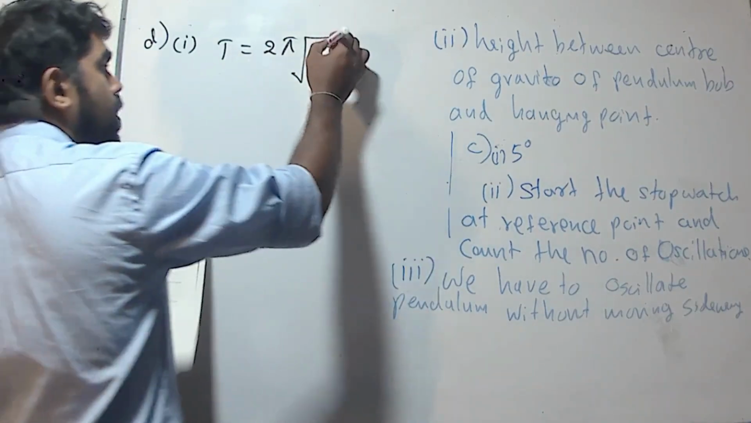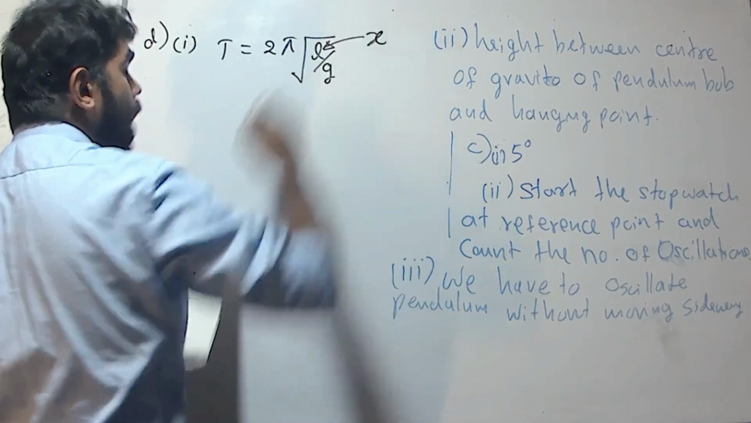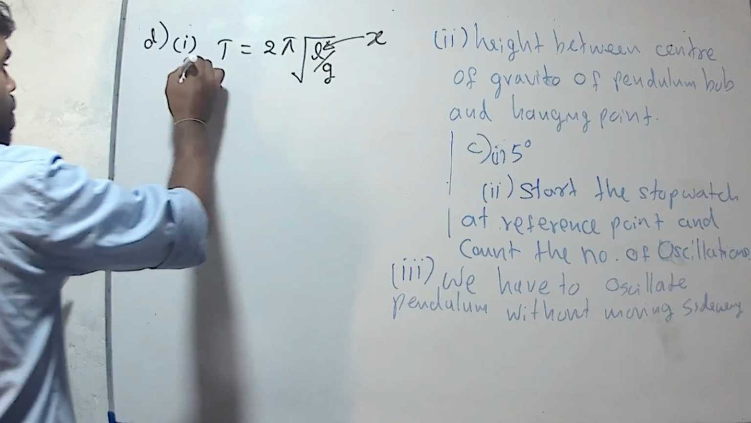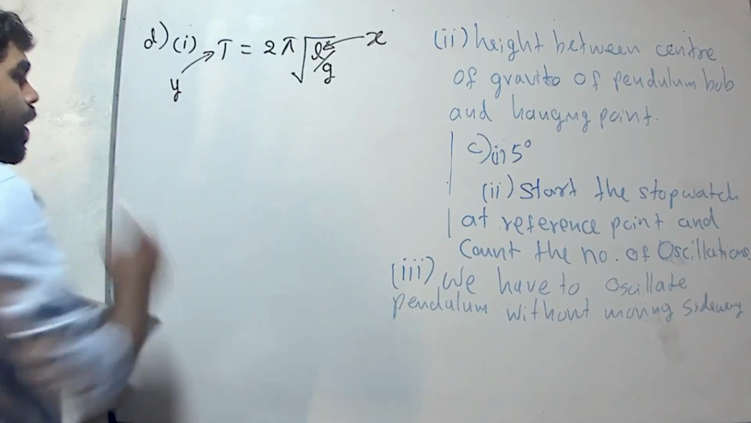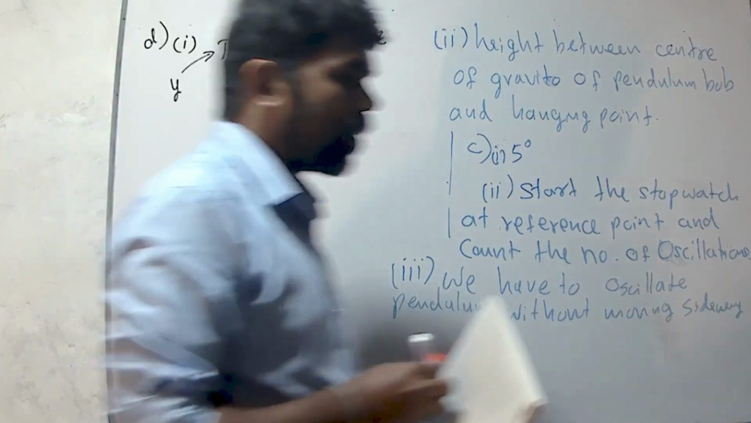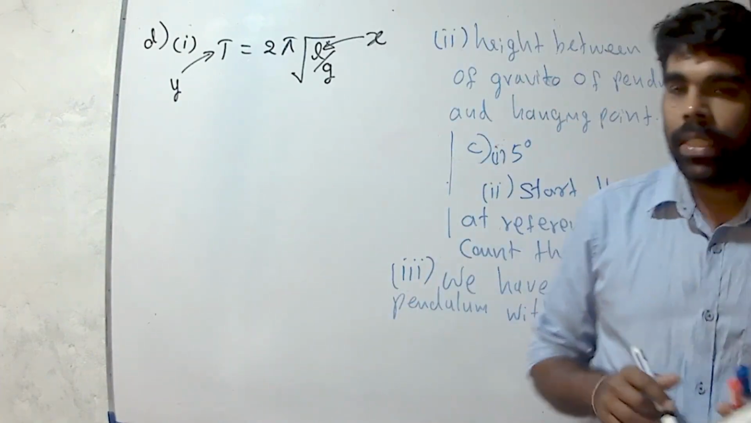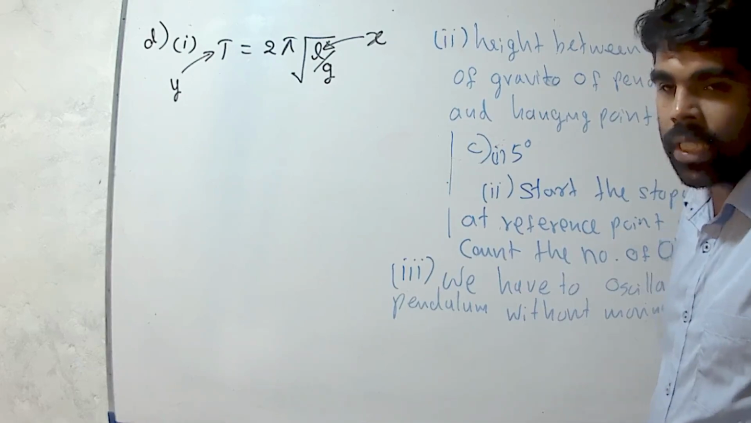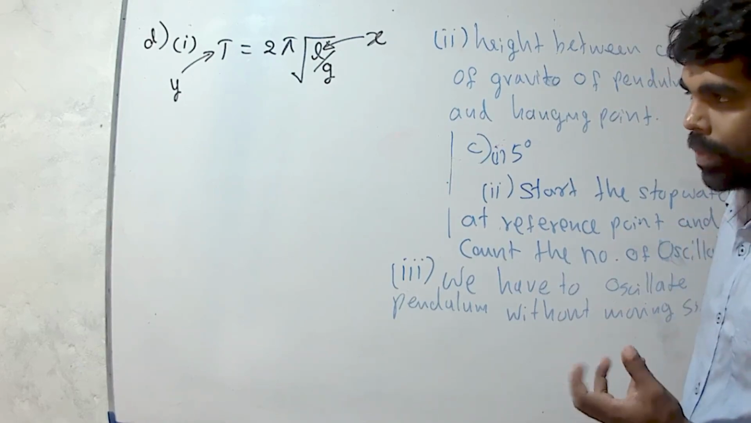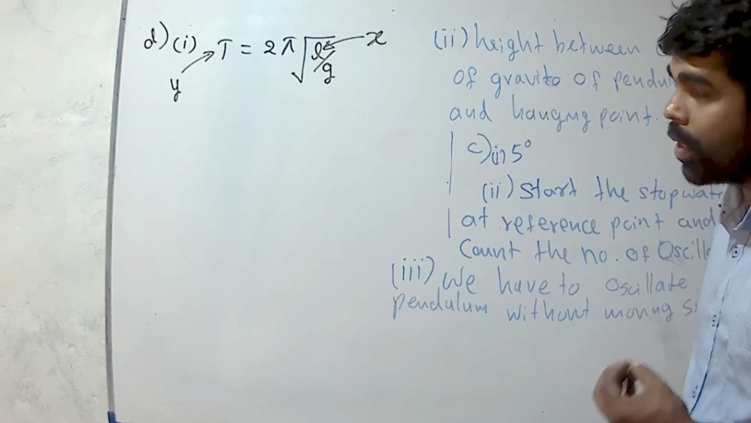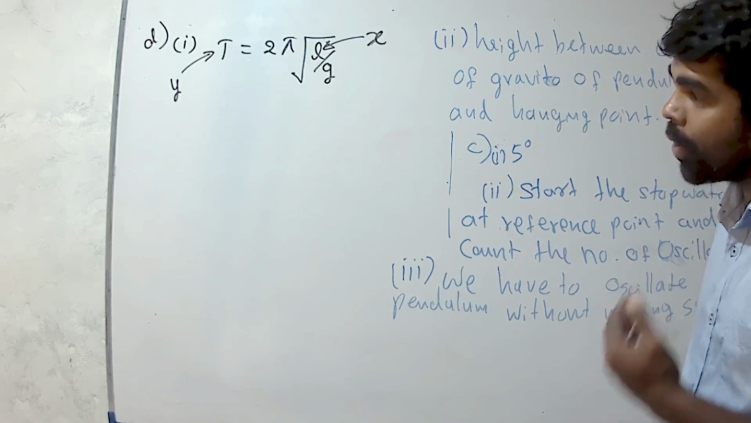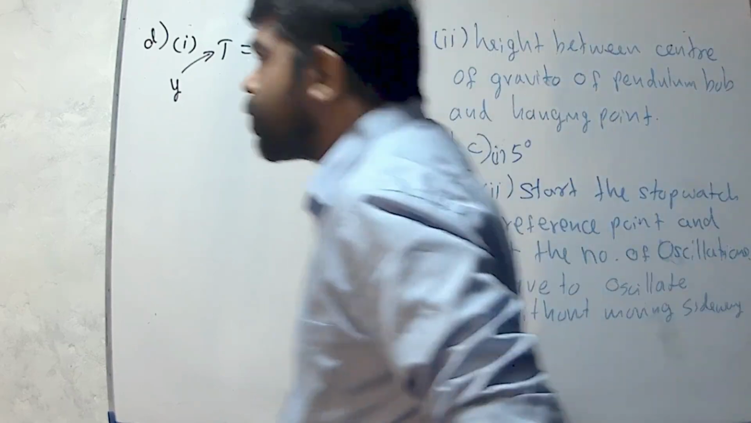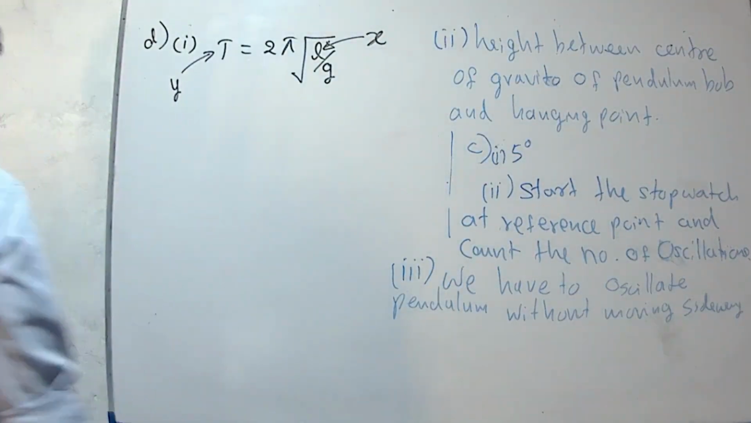Now, X is the independent variable, which we have to draw on the x-axis. T is the dependent variable, which we have to draw on the y-axis. But in this equation, there is a square root. We can't draw graphs with square root values. Therefore, we have to square the equation first.